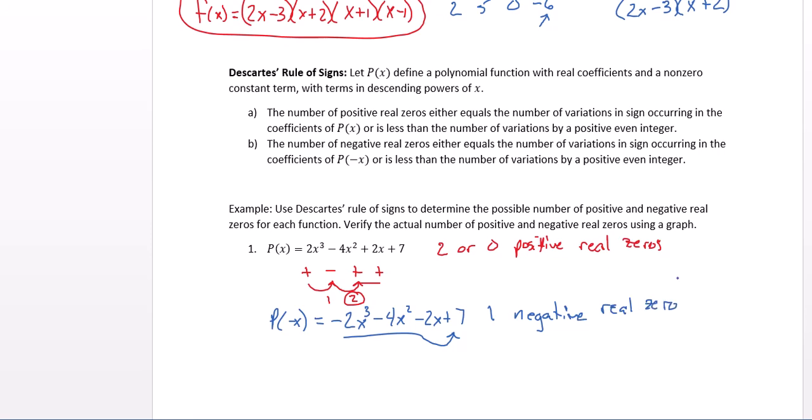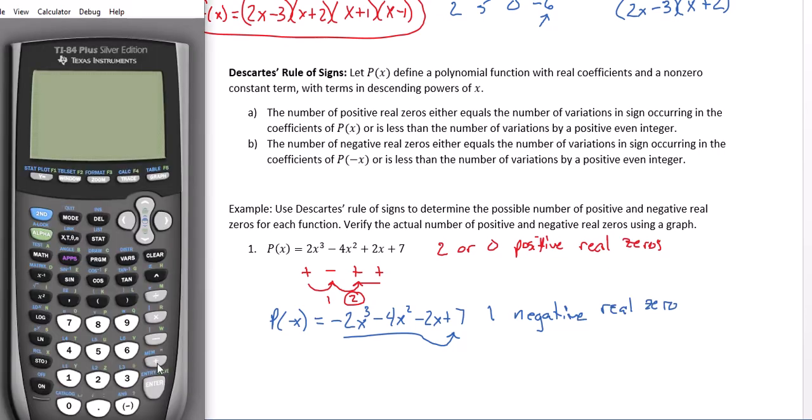And we can verify that using a calculator. So we can turn it on. Let's graph 2x cubed, making sure you come out of the exponent, minus 4x squared plus 2x plus 7. When we take a look at the graph, we see 1 negative real zero and 0 positive real zeros.